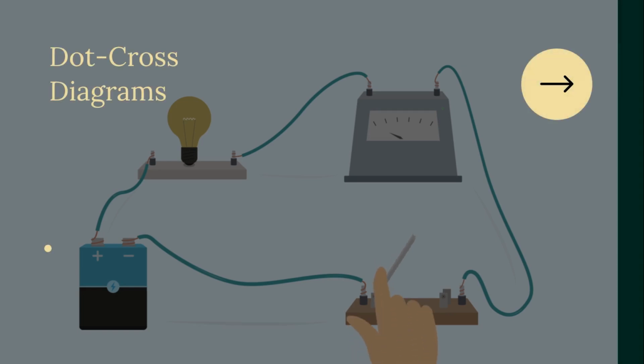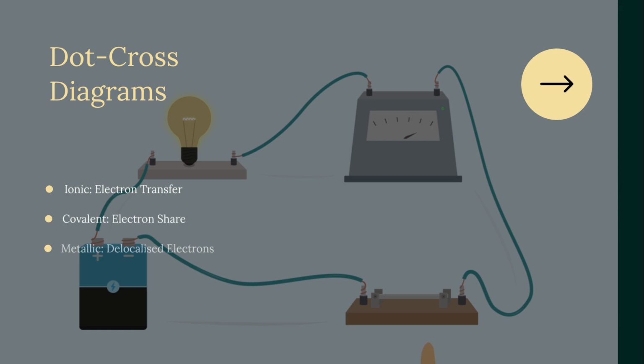Dot-cross diagrams simplify bonding concepts. They show ionic bonding as electron transfer. Covalent bonding appears as electron sharing. Metallic bonding is depicted with delocalized electrons. These diagrams provide a clear visualization of atomic interactions.